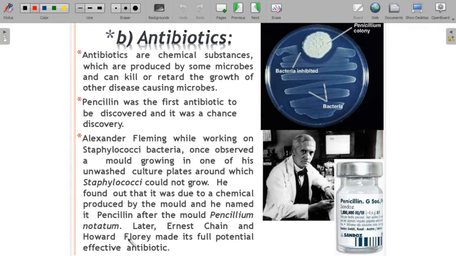Second, it should check the development of resistant varieties of pathogenic microorganisms, because soon they may gain resistance by natural selection theory. About that in evolution, I'll be teaching you. An antibiotic molecule should attack and disrupt a specific vital link in the metabolism of the pathogen, and it must stop the metabolic growth of the disease causing microbes.